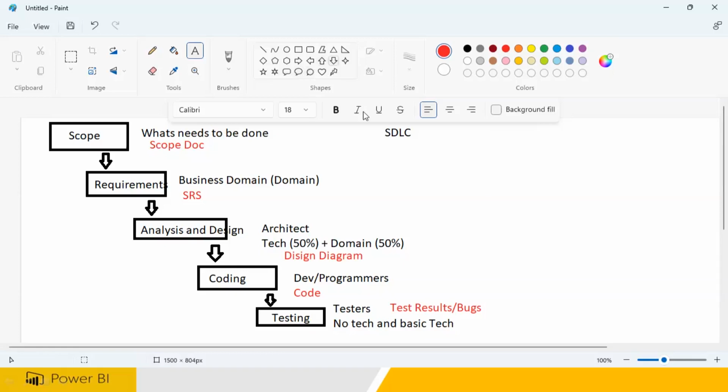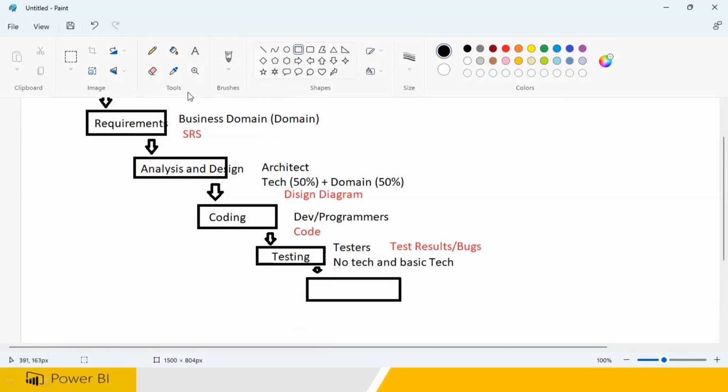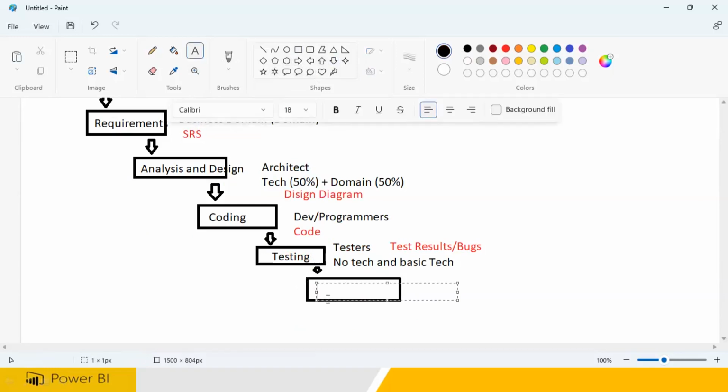Once everything is done and the solution is given, what will happen? You are going to be releasing the software. The last phase will be, remember, the release or the delivery. That's it. Release the software.